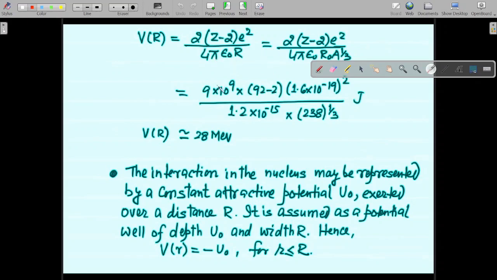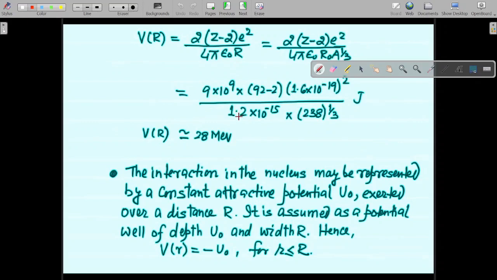And 1 by 4 pi epsilon naught is 9 into 10 to the power 9. Z minus 2 is 92 minus 2. E square. E is what? E is the charge on a proton, 1.6 into 10 to the power minus 19 coulomb, squared. Then R naught value is 1.2 into 10 to the power minus 15, A to the power 1 by 3. The A value for uranium is 238. So 238 to the power 1 by 3. Okay.